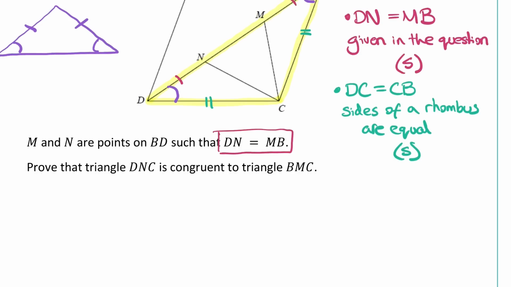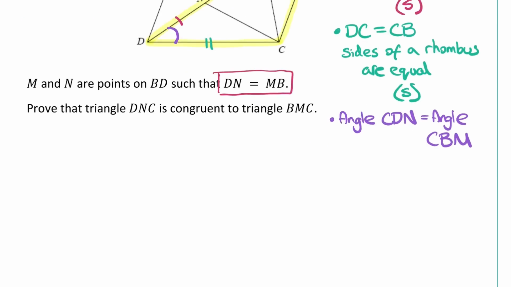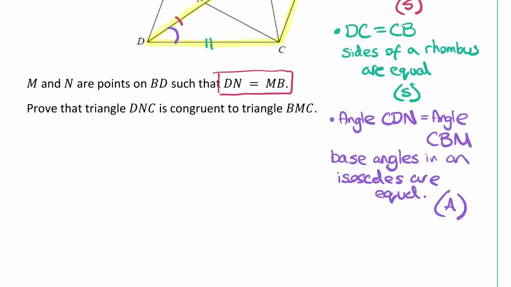So we can say angle, let's have a look, we'll say angle CDN. Let's make sure that doesn't look like an M. There you go. CDN is equal to angle, which one is it? CBM. There we go. And the reason is base angles in an isosceles are equal. And that was our angle.